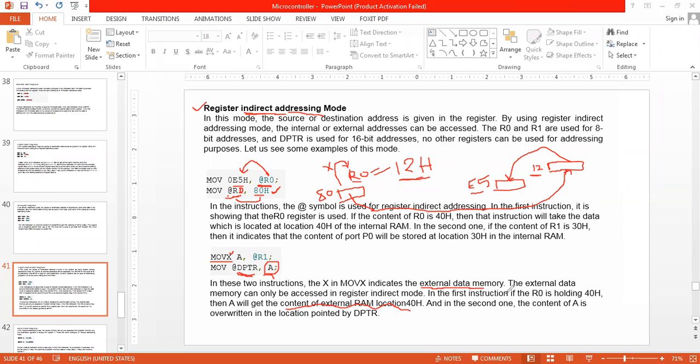Suppose R0 is holding 40H, then A will get the content from external RAM memory location 40H. If I am using an external RAM, then DPTR is going to be used. Hope the MOVX and MOV instructions for the register indirect addressing mode are clear.